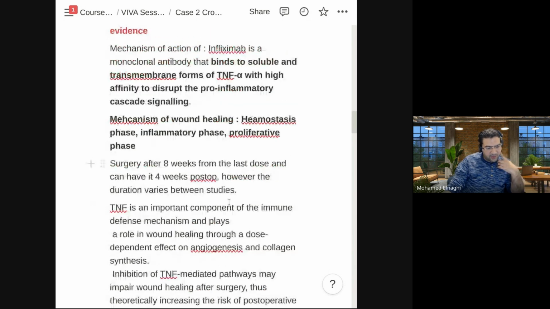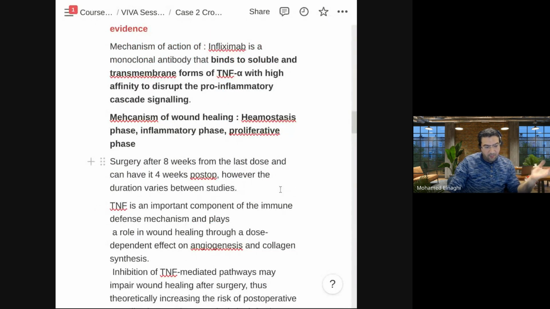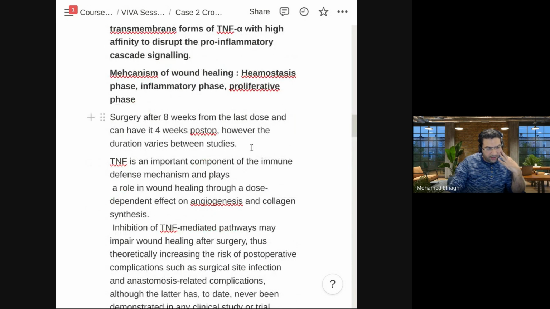Okay, and as we said, tumor necrosis factor is a very important factor in the immune system. It has a very important role in angiogenesis and collagen synthesis, and this is why it may have a role in reduced wound healing.